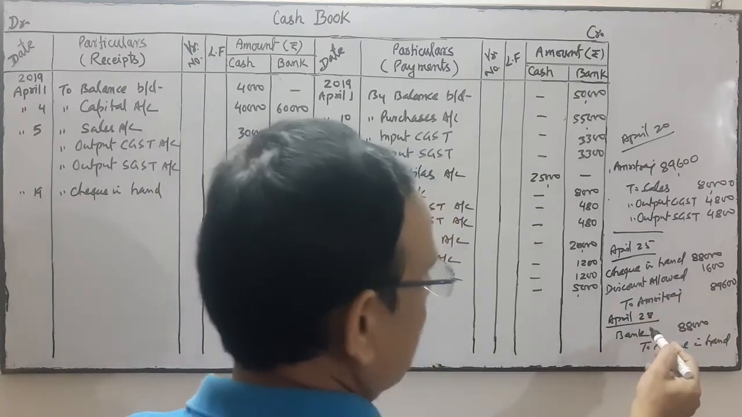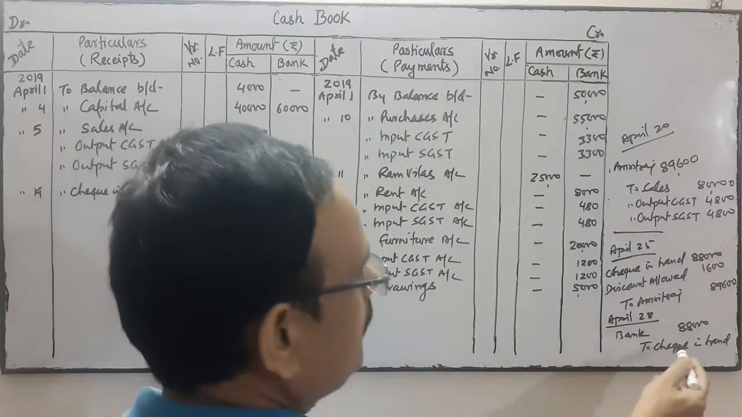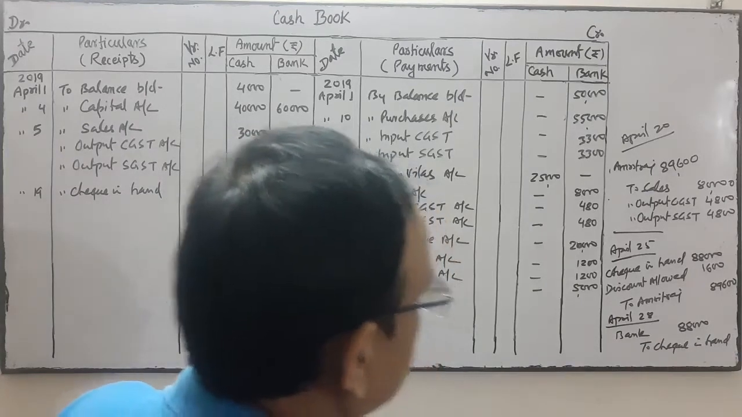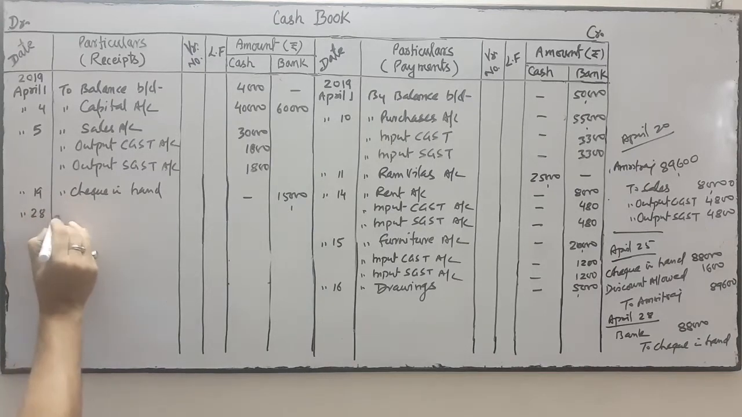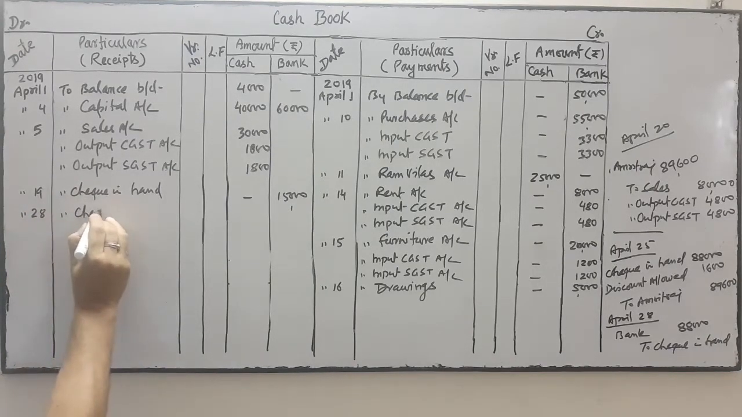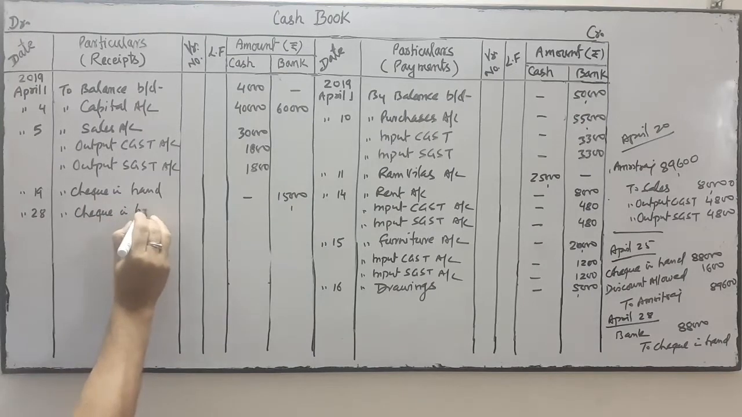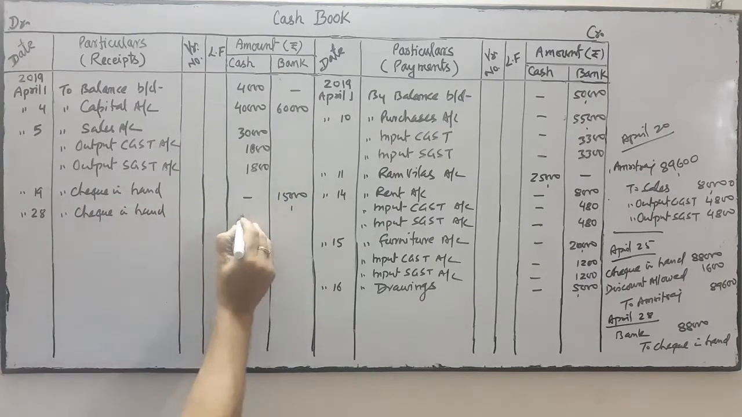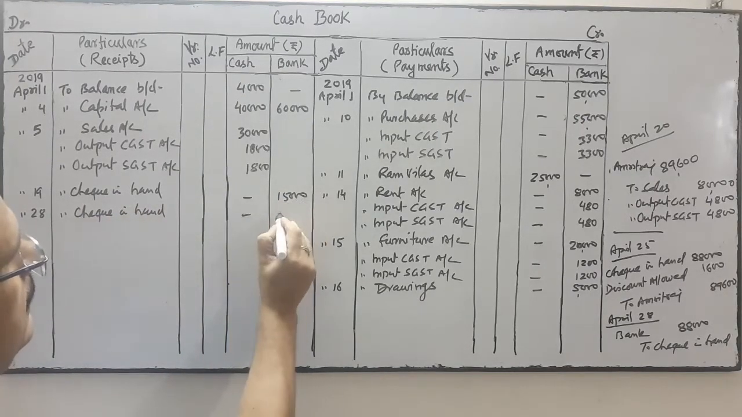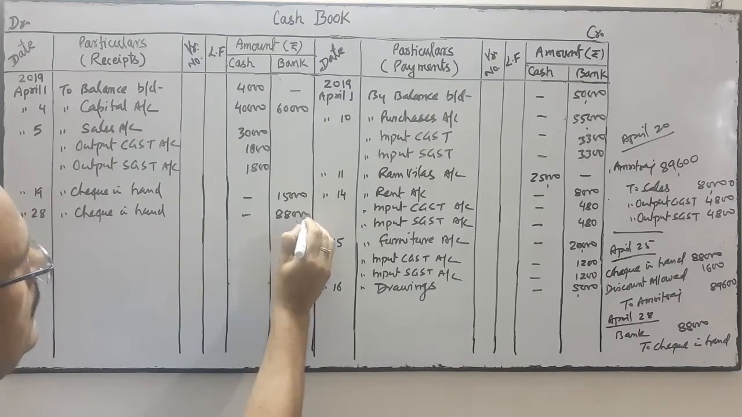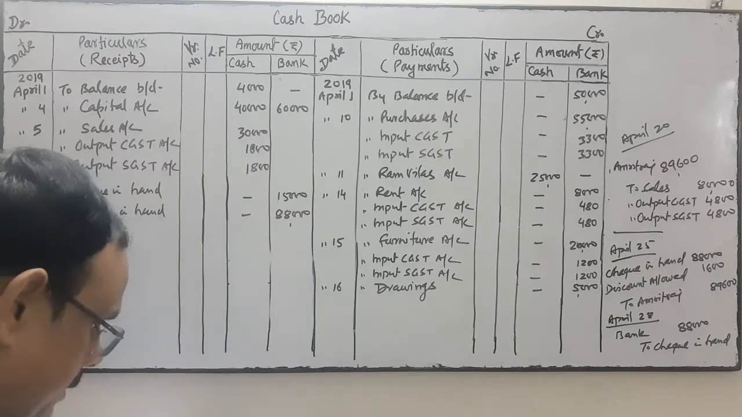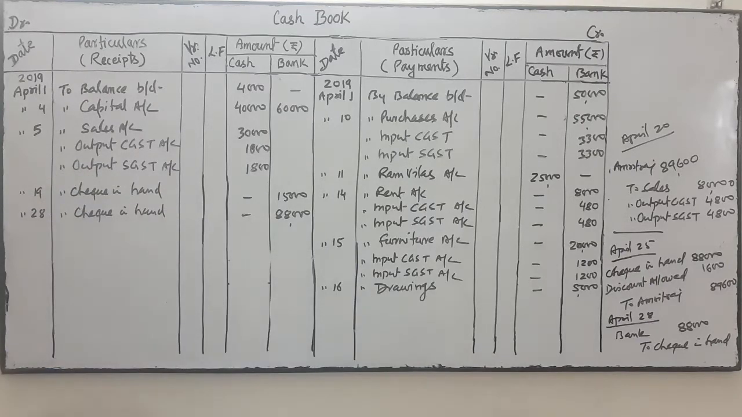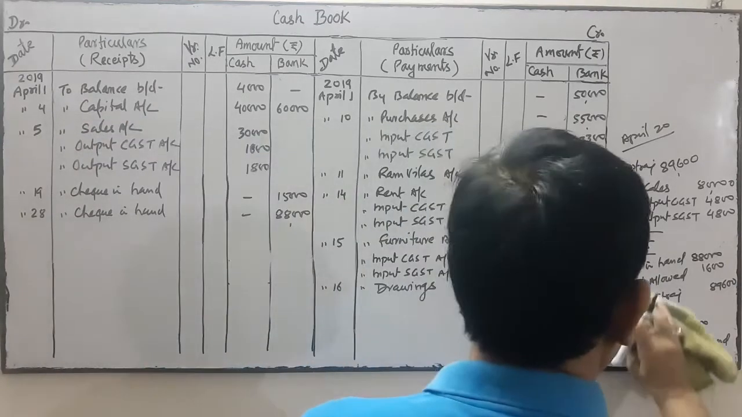This check is deposited on 28th April. So bank account debit to check in hand 88,000. This will be recorded by us on the debit side on 28th, to check in hand, in the column of bank, 88,000. Is it clear? Next.